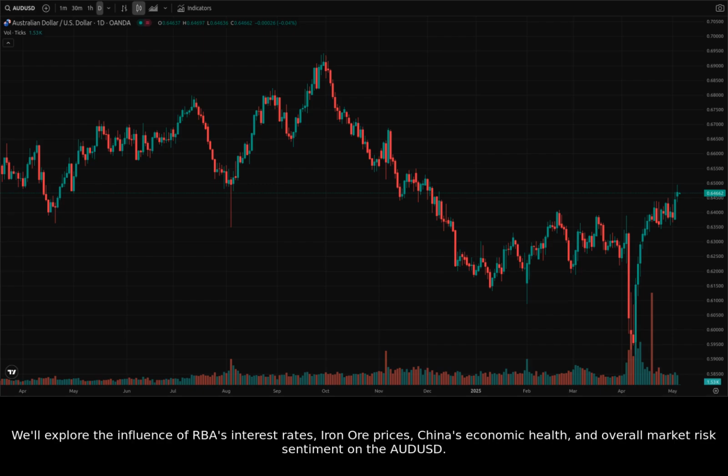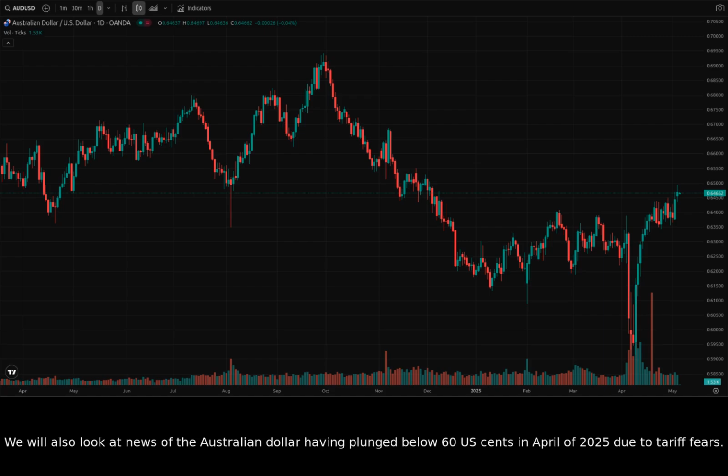We'll explore the influence of RBA's interest rates, iron ore prices, China's economic health, and overall market risk sentiment on the AUDUSD. We will also look at news of the Australian dollar having plunged below 60 US cents in April of 2025 due to tariff fears. Let's start with the one-day chart.